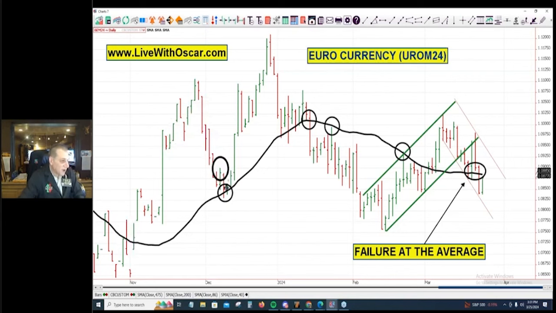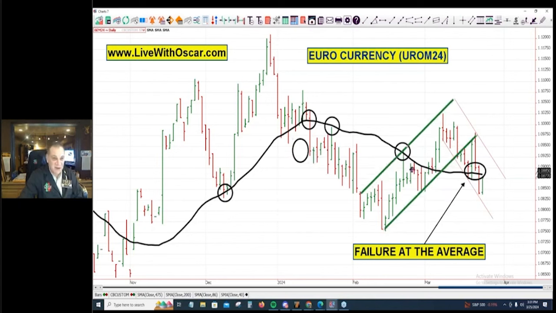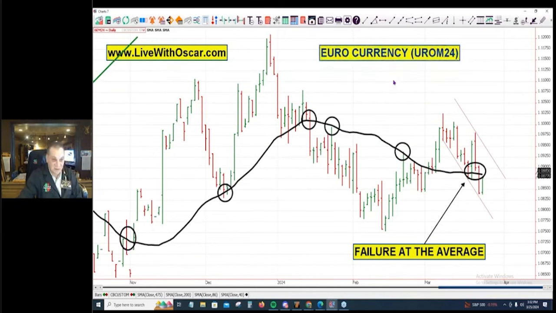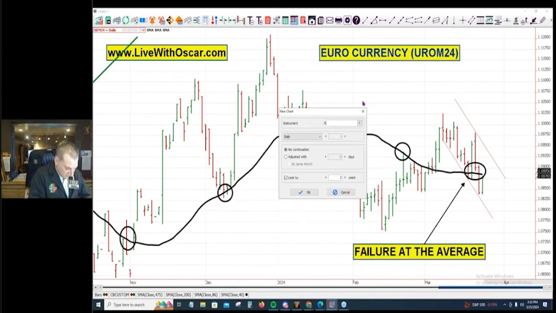Look, holds, rallies, holds. Rallies, holds, rallies, finally gets through, can't get above, can't get above. Does get above, gets back below. So the test above didn't work, we're back below, and now instead of being in this green upwards channel, we're in that red downwards channel. So for now, we are sellers of rallies if we had to do anything in euro currency. And the reason why you would want to sell rallies in euro currency is if you keep your eye on this one.